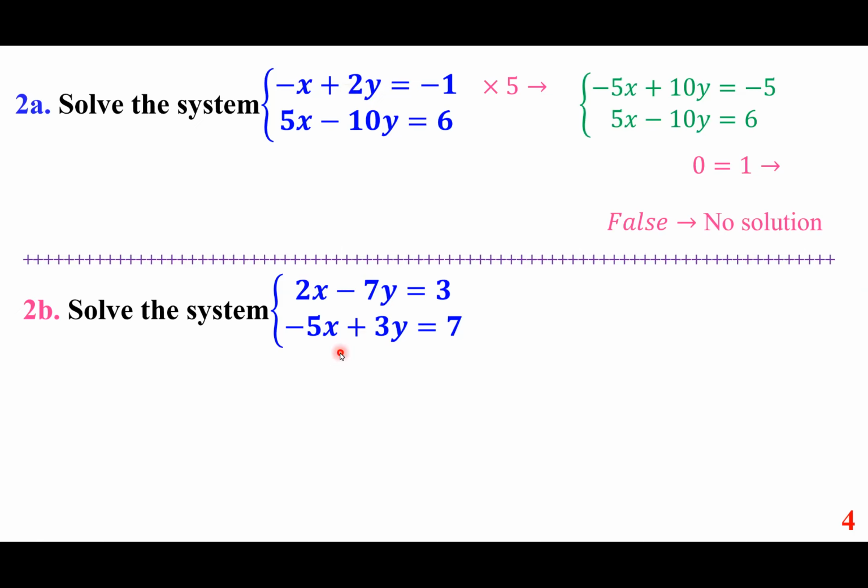We want to solve this system. If you want to get rid of the x, you can multiply the top by 5 and the bottom by 2. If you want to get rid of the y, you can multiply the top by 3 and the bottom by 7. Let's do that. So if you multiply the whole thing by 3, this becomes 6x minus 21y equals 9, and this becomes minus 35x, this becomes 21y, and this becomes 49. And notice, now we can cancel these two if we add them up.